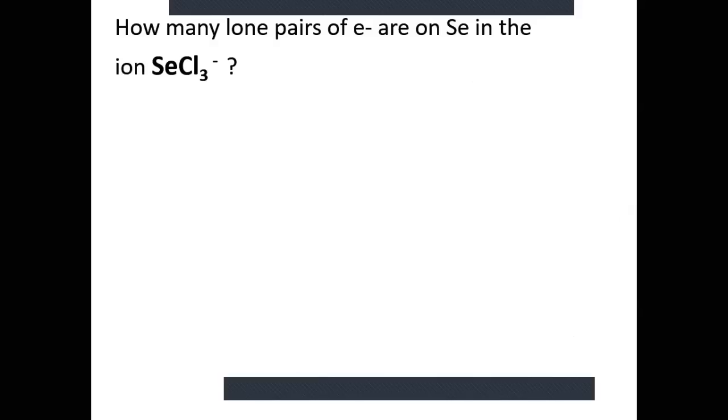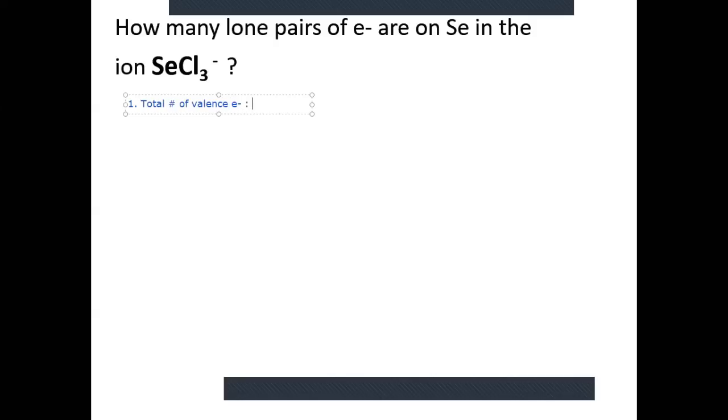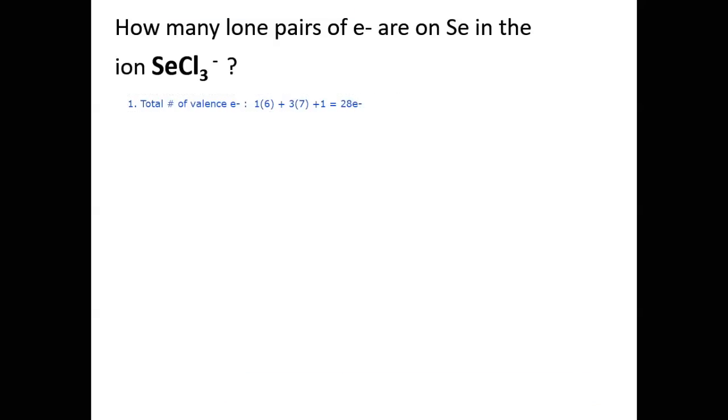And now just one more example of a Lewis structure with an expanded octet. Here we have an ion, selenium trichloride ion. And we want to know how many lone pairs are on the selenium atom in this ion. So again, the first step is to determine the total number of valence electrons. So one selenium has six, three chlorines, each chlorine has seven, and then we need to add an extra one because we have a charge of negative one. And this becomes 21, 22, 28. So we have 28 valence electrons to work with.